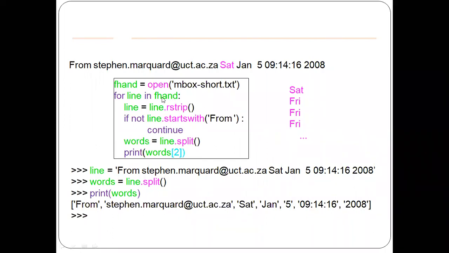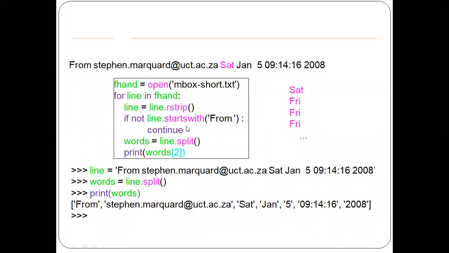We are reading each line from the list, and we are shortening the white spaces from the right side. That is rstrip, right? Whatever spaces you have on the right side of the line will be stripped off, removed, and we're just checking whether the line starts with 'From' or not. If the line doesn't start with 'From', we continue with the next line.